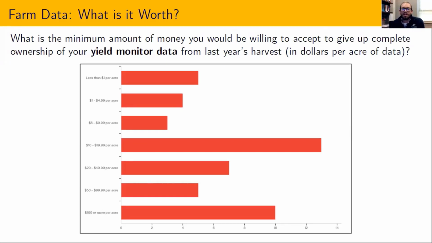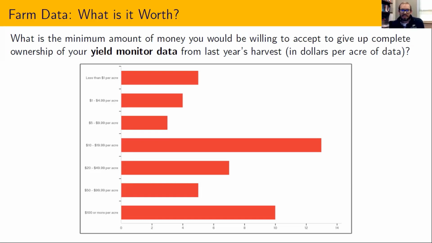And the first one was, what is the minimum amount of money you would be willing to accept to give up complete ownership of your yield monitor data for last year's harvest? We asked this in terms of dollars per acre of data, and we gave them bins. I don't know if that's clear, but the top is less than $1 per acre, and then the bottom is the most expensive, $100 or more per acre. And the largest bar there is the $10 to $20 range.